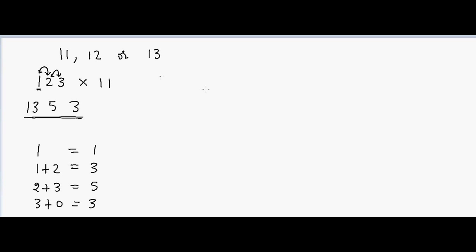Again, how will I do the same for 12? If I have 1, 2, 3 and I want to multiply by 12, here what I will do is first take the first digit. The first digit we have is 1, so I'll just write a 1 here. Then to calculate the second digit of our answer, we'll take the first digit, multiply by 2 and then add the next digit into it. So what I did here is I multiplied this by 2 and then I added 2 into it. That will give me 2 into 1 is 2, plus 2 is 4.